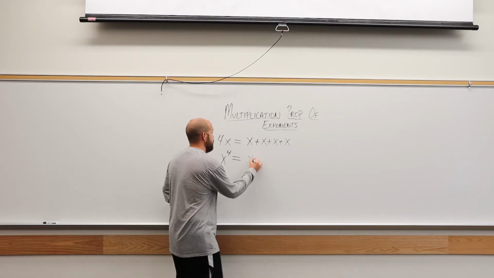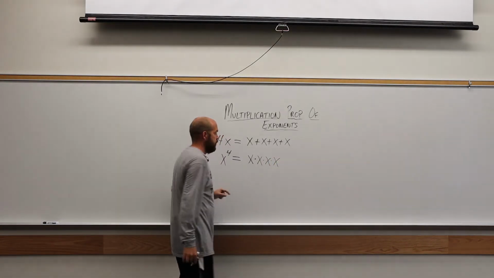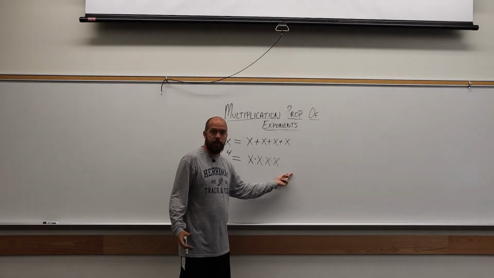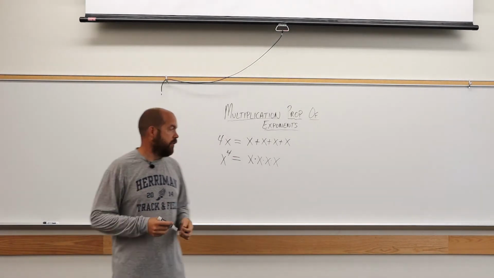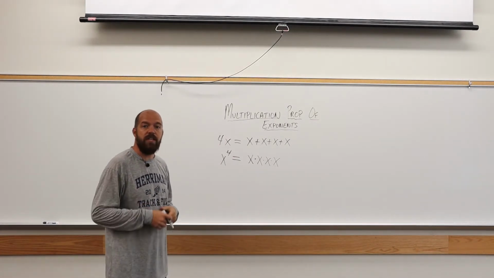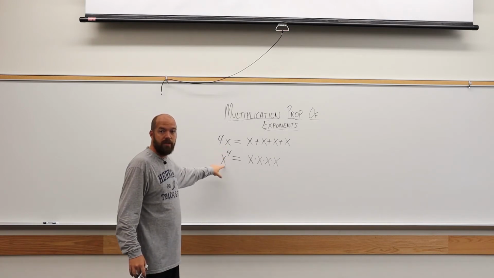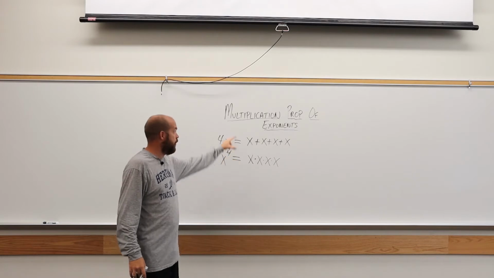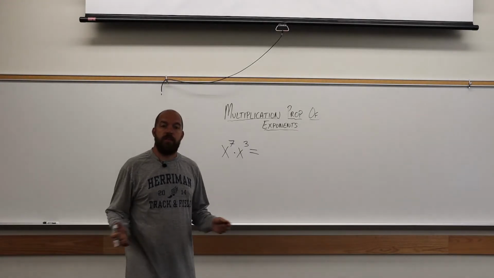So if I have x times x times x times x, okay, I have x multiplied together 4 different times, that is the same thing as x to the fourth power. So it's just a shortcut, an easier way to write stuff. But people get these two confused all the time, and that really messes them up later when they're trying to do the multiplication property of exponents. Here's an example of what I mean.